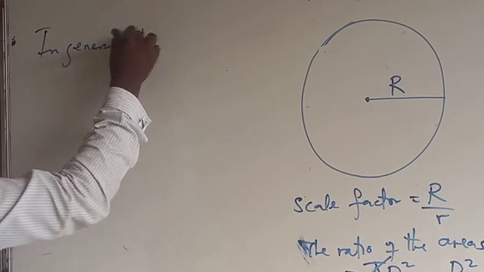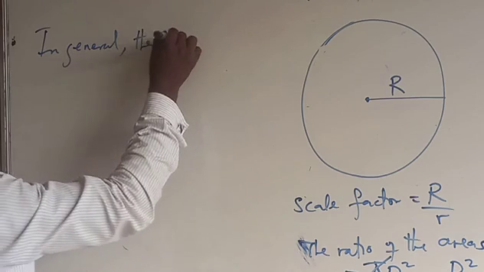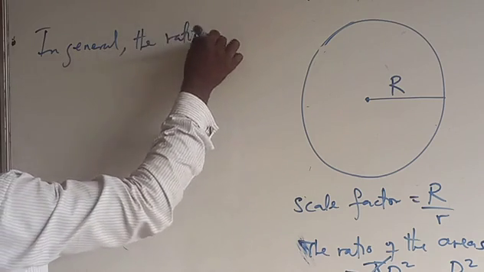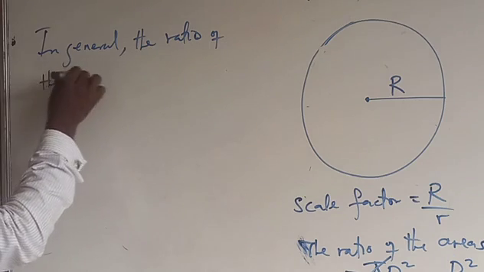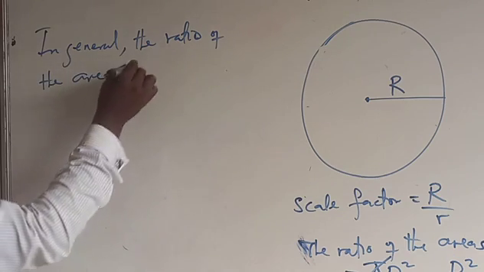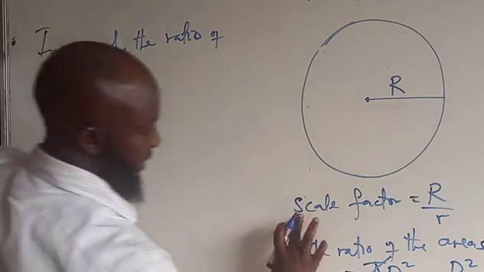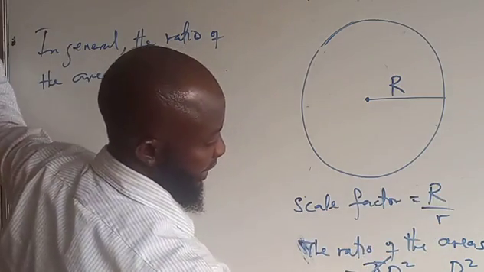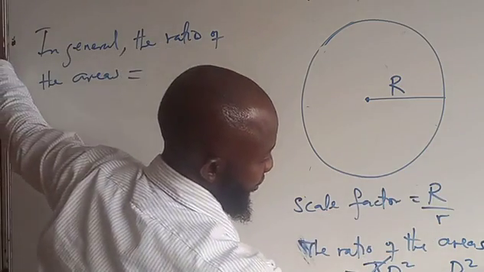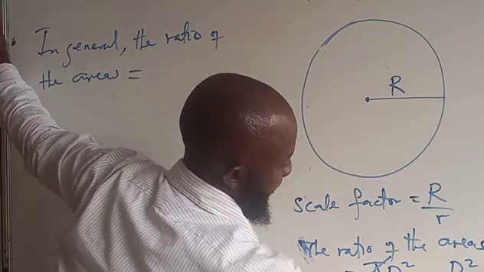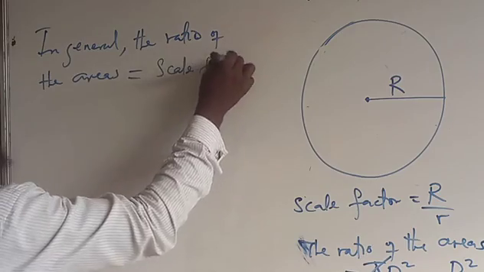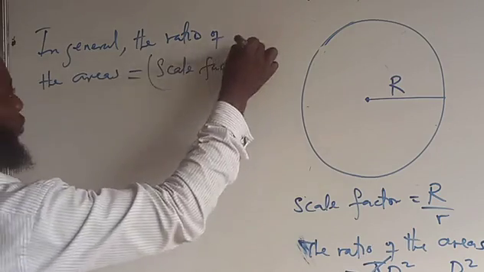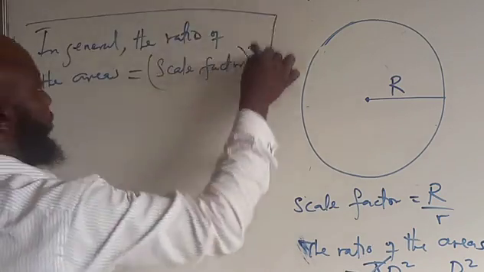the ratio of the areas will be equal to the scale factor squared. As you can see, both of them are squared. And that would mean scale factor, everything will be squared.